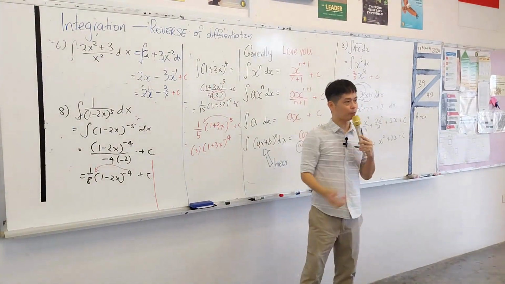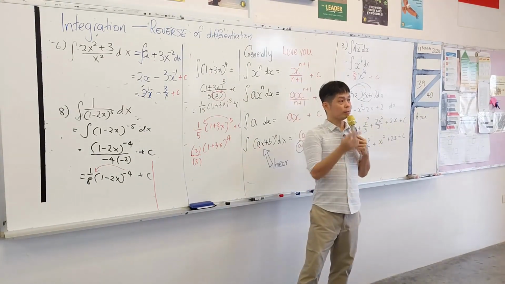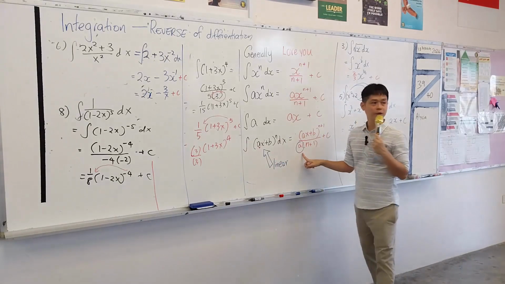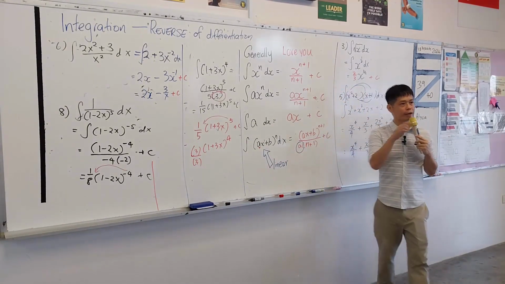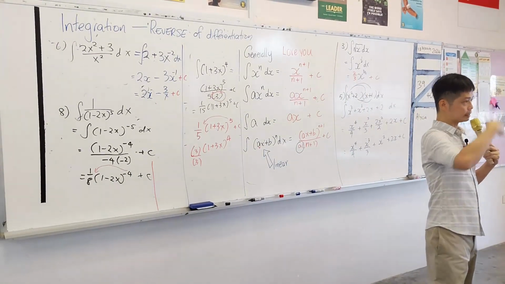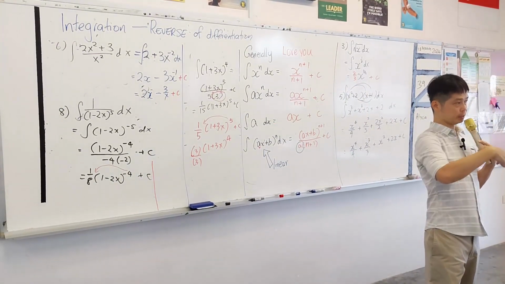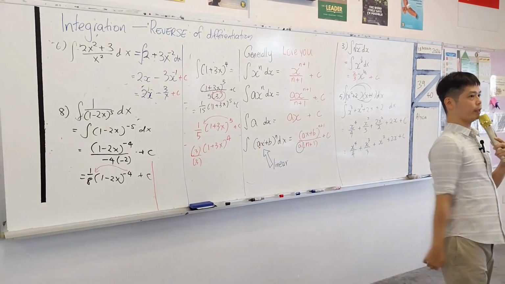I need to divide away the 3. So in my process, I need to divide away the a. Otherwise, there will be an extra a, because you remember, I bring down the power minus 1, differentiate the inside. So when you differentiate the inside, you are multiplying, right? So you need to divide it away.